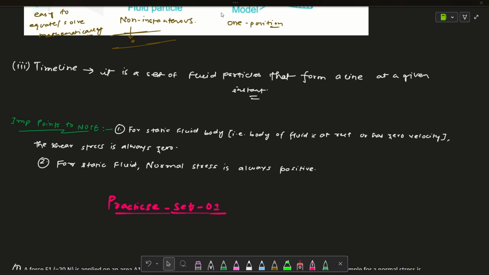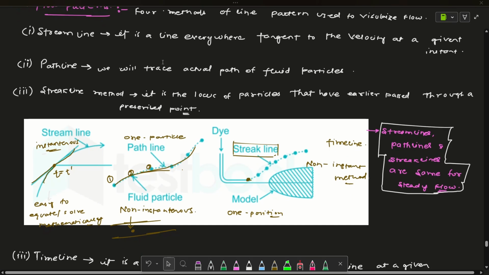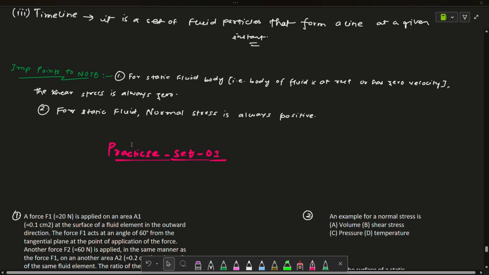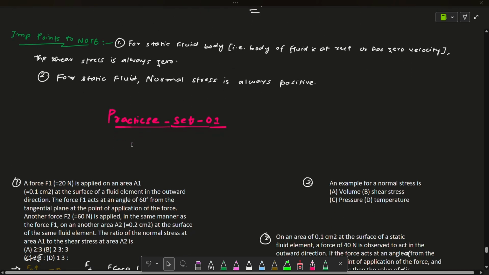In the last lecture we studied how to find the flow patterns, or how many types of flow patterns there are. Now from this lecture we are going to solve some problems. In this chapter I will make 4 to 5 more videos for problem solving only. In this lecture I'm starting with some important points to note.